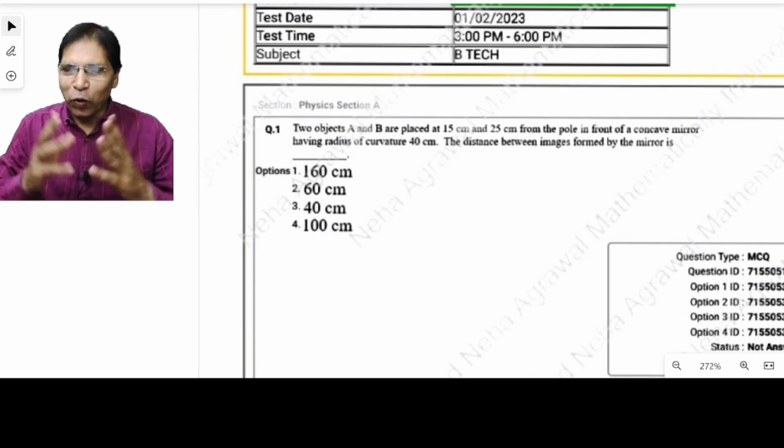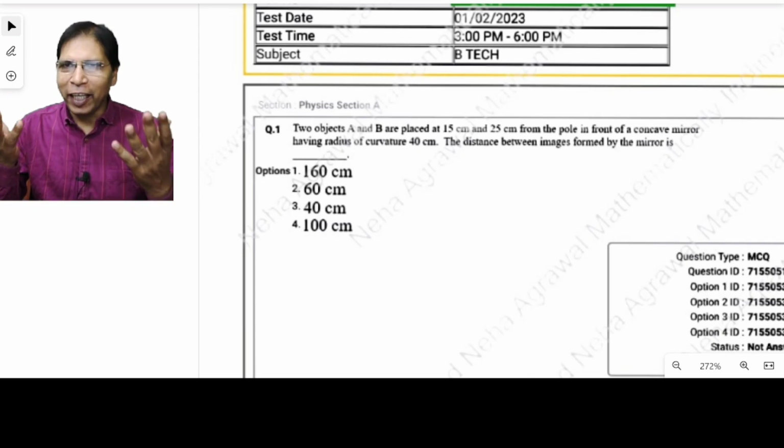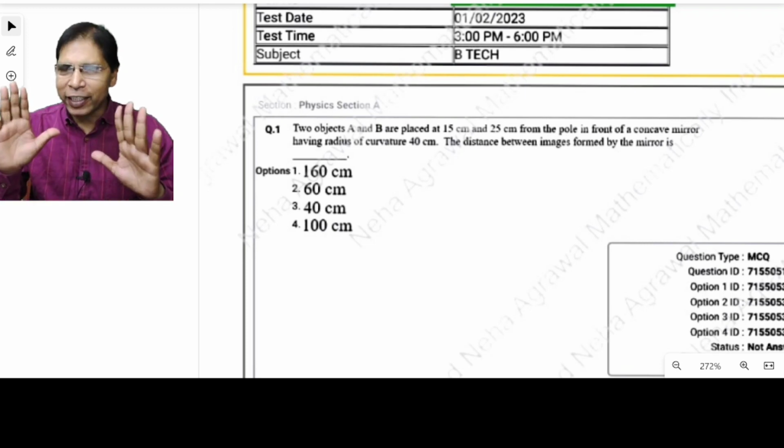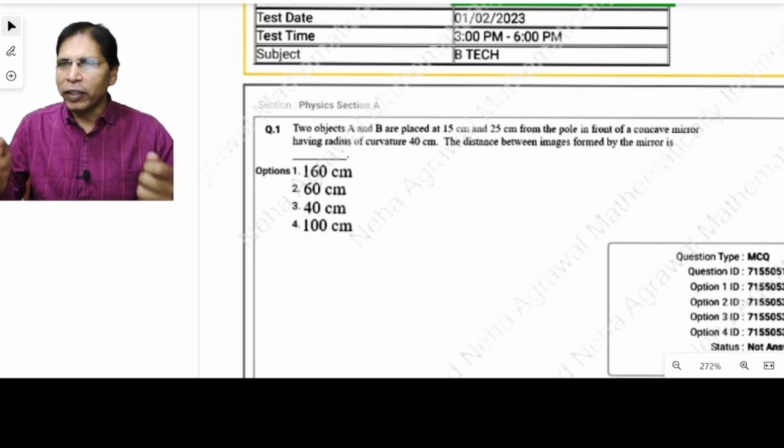Today I will be discussing another JEE Main paper, February 1st, 3 p.m. to 6 p.m. paper. This discussion will be extremely helpful for you to tackle the MCQs in the next leg of the JEE Main exam. Okay, now let's start. Question number 1.